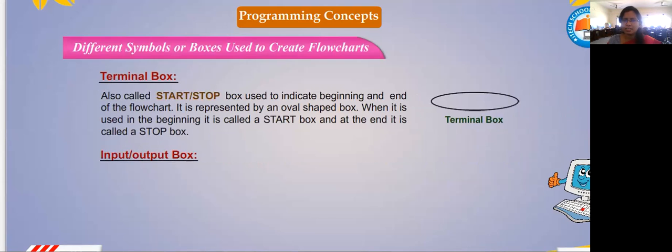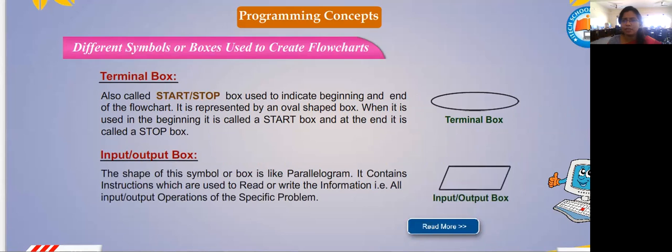Now we will be seeing these boxes and different symbols in our next class. So until then, please read your textbooks and try to understand the concept again. And if you face any problem, just contact me back.